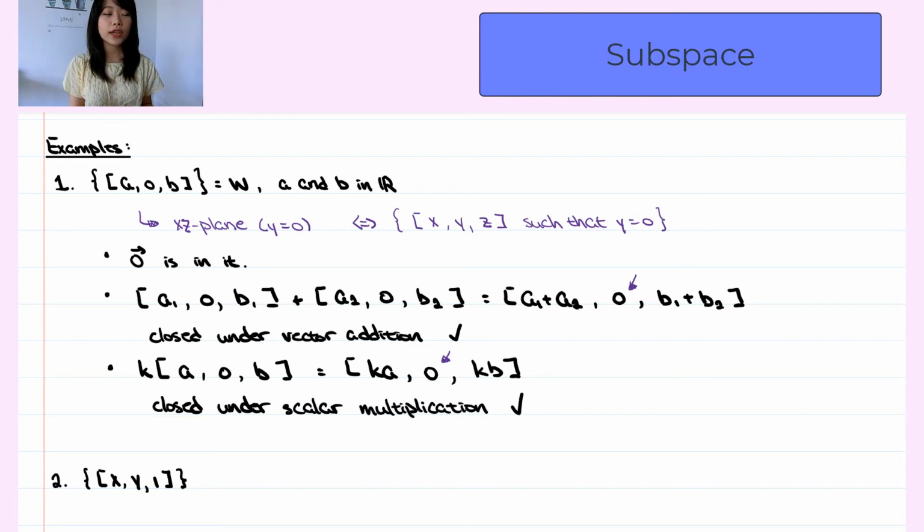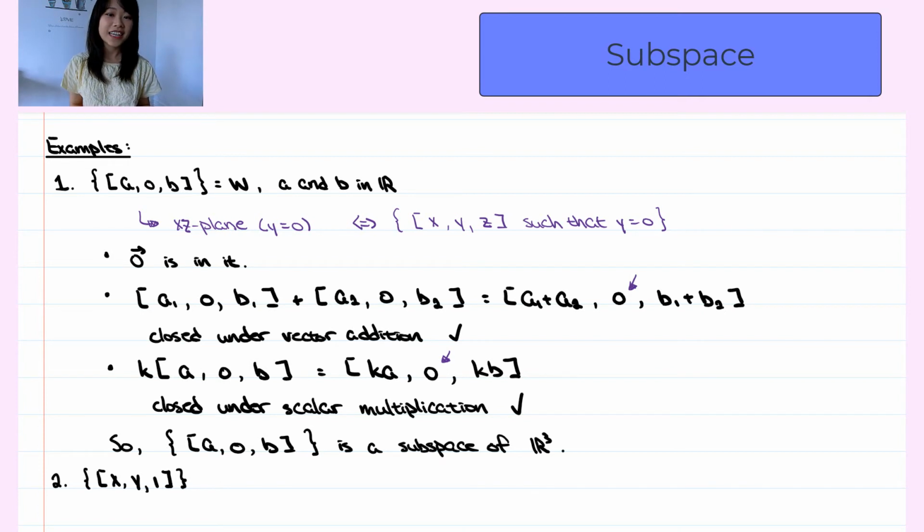So we checked all three conditions. The subset contains a 0 vector, and it is closed under vector addition and scalar multiplication. So, the conclusion is that the subset A, 0, and B is a subspace of R3.